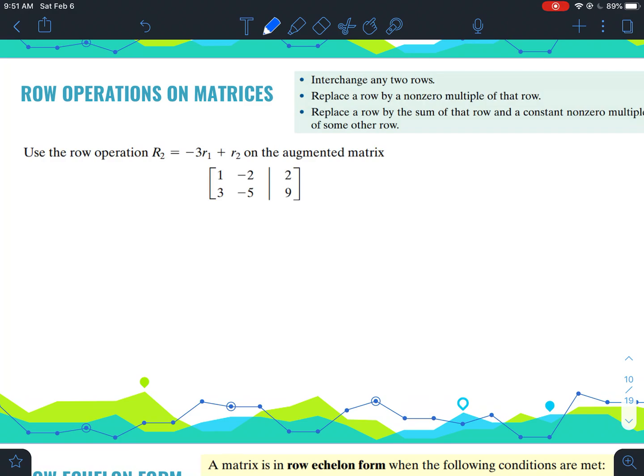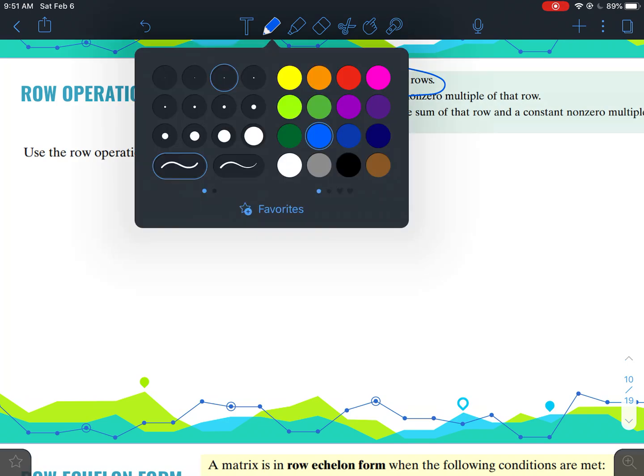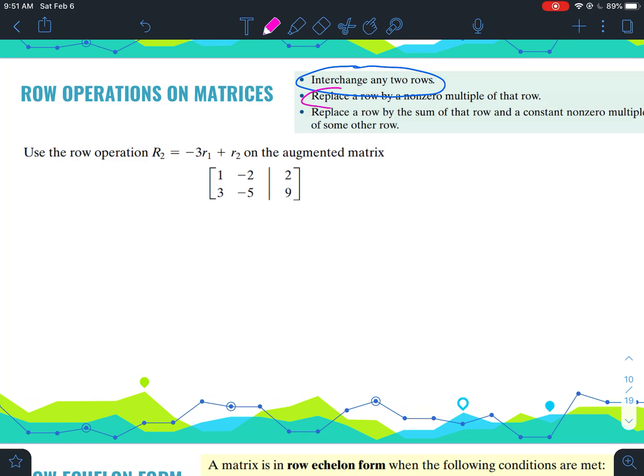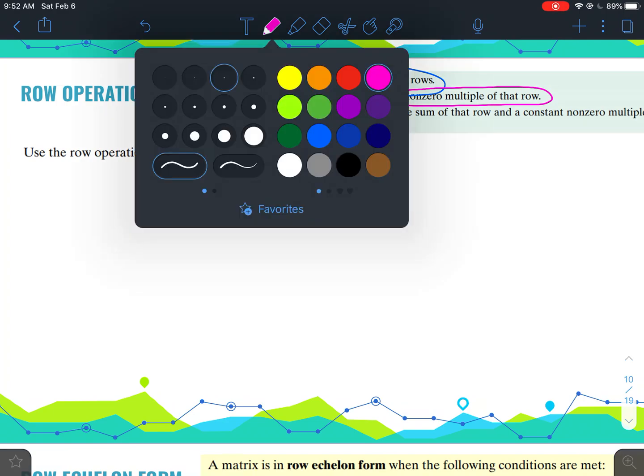Things that you can do on a matrix. You can interchange any two rows. So you can take row 1 and switch it with row 2. You can take row 3 and switch it with row 1. You can also replace a row by its non-zero multiple, meaning that you can multiply any row by a scalar. So you can multiply a row by 2, or multiply a row by 3, or by 5, or by -1.